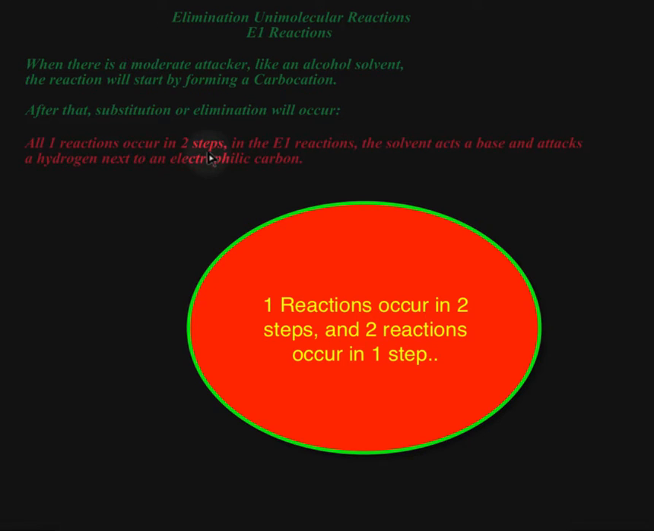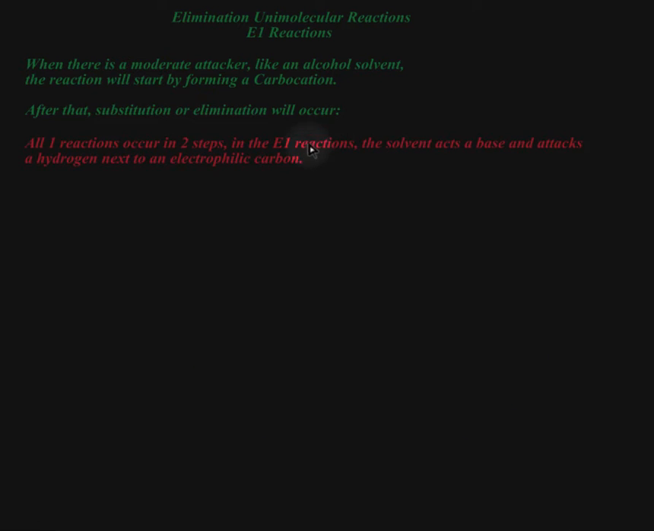Again, all SN1 and E1 reactions are two steps. In the E1 reaction, the first step was to form the carbocation, just like in the substitution SN1 reaction. But now the solvent's no longer acting as a nucleophile. It's going to act as a base. So the solvent's going to attack a hydrogen that's on an adjacent carbon to the electrophilic carbon. All right, so hydrogen next to it.